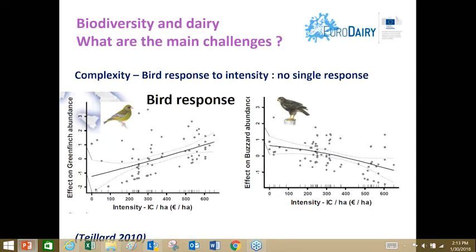And just to illustrate this complexity, I show you the result of a study on birds' response to intensity that shows again that there is no single response. Like you can see on the graph on the left-hand side, a link between the intensity of the production here and the effect on the queenfish population abundance. And you can see that obviously this bird likes productive areas, because you have an increase of the population of the bird while increasing the intensity of the production. But on the contrary, in the same field, you can see that there is a decrease of the buzzard abundance because this bird doesn't like intensity. So you have a response which is different depending on your practices and depending on what you select, in fact.